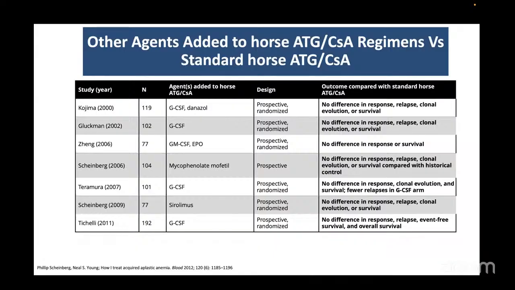Other agents added to horse ATG. They have time and again tried different agents such as GCSF, danazol, mycophenolate, EPO, sirolimus, but they couldn't find any satisfactory improvement in the outcome or in the clonal evolution or in the survival indices.